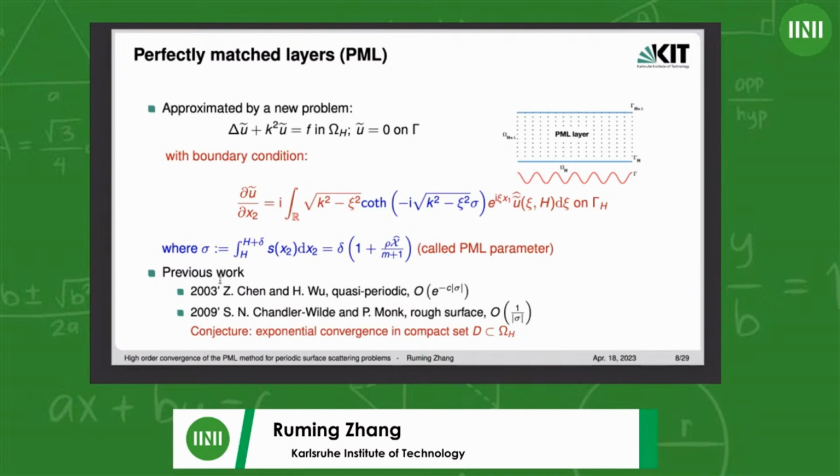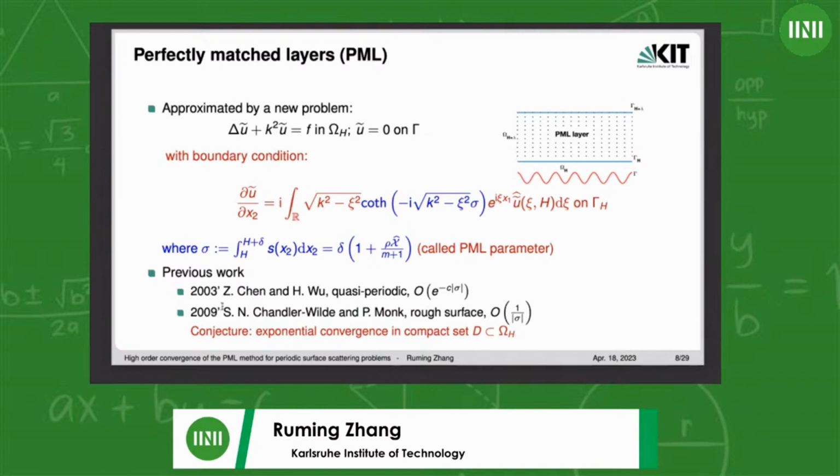Although for this method there are many papers related to the topic, I only list two very close ones, and these two papers motivated my work. The first is in 2003 by Chen and Wu. They consider the quasi-periodic case, which I will briefly introduce later. They said that except for a finite discrete set of quasi-periodic problems, the convergence is exponential.